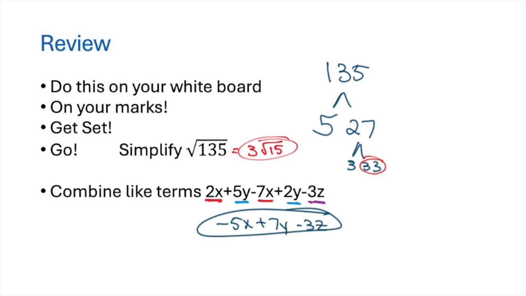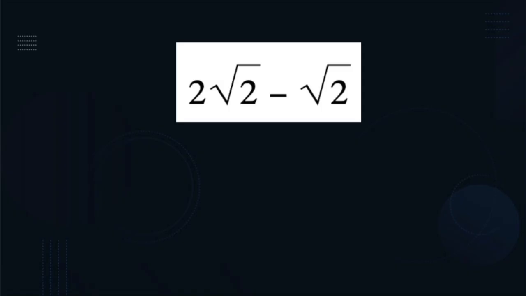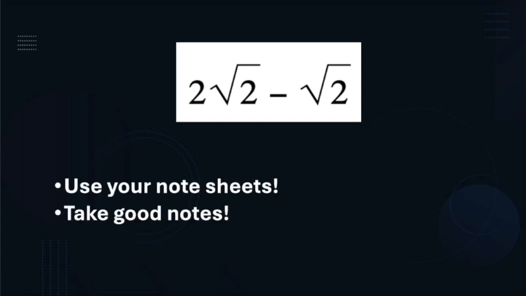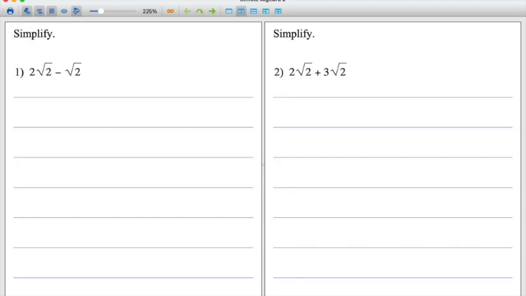Today we will be combining these two concepts, simplifying radicals and combining like terms. We'll be adding and subtracting these. You have note sheets. This is the first one on your note sheet, so make sure you take really good notes. We're going to do about 7 examples, and each one is going to get a little higher. Here's the first one.